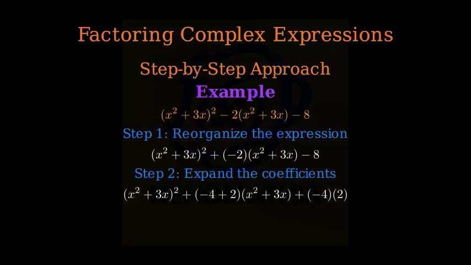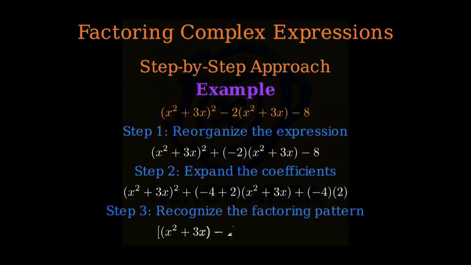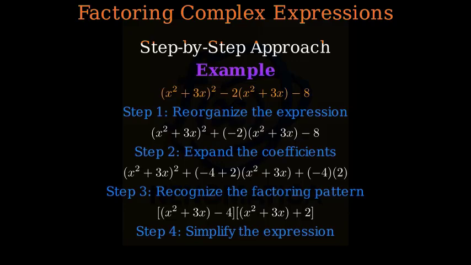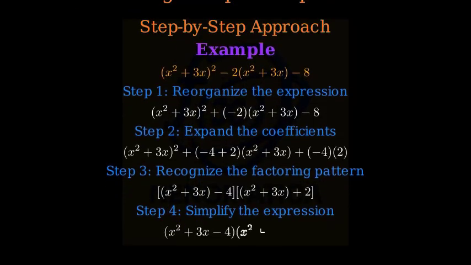For step 3, we recognize a pattern that will help us factor this expression. We can rewrite this as [(x² + 3x) − 4] times [(x² + 3x) + 2]. In step 4, we'll simplify our expression by multiplying out the brackets. This gives us (x² + 3x − 4)(x² + 3x + 2).